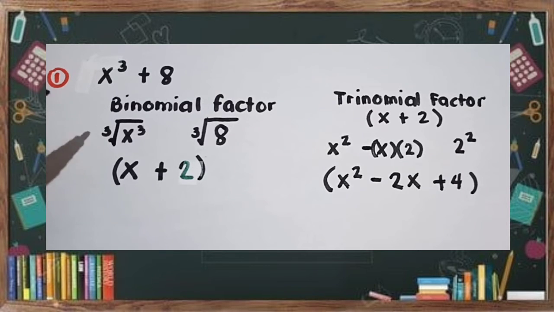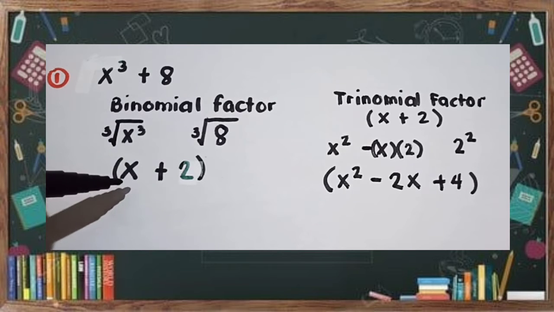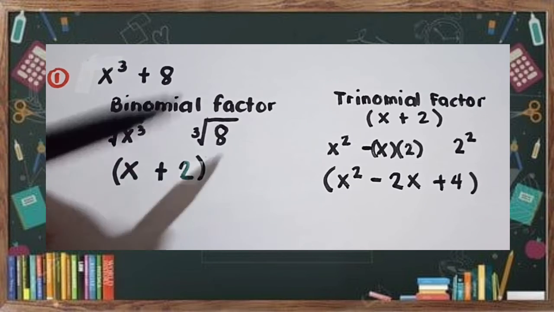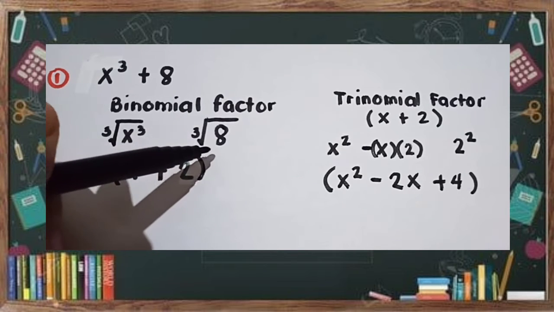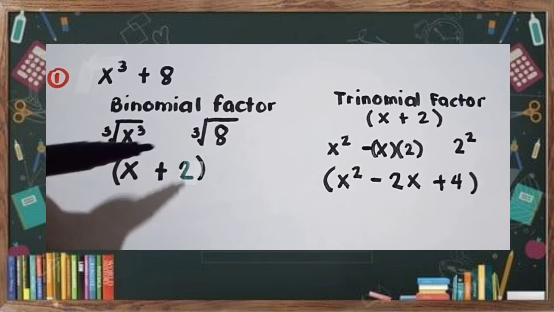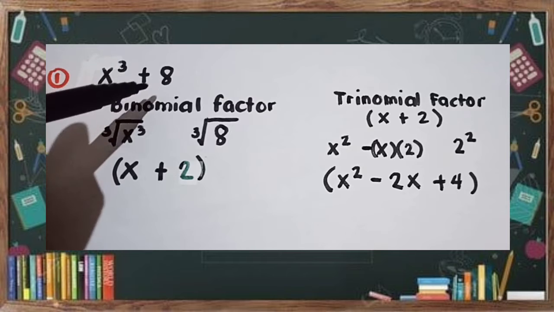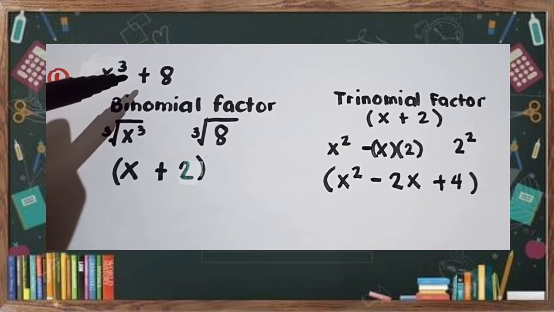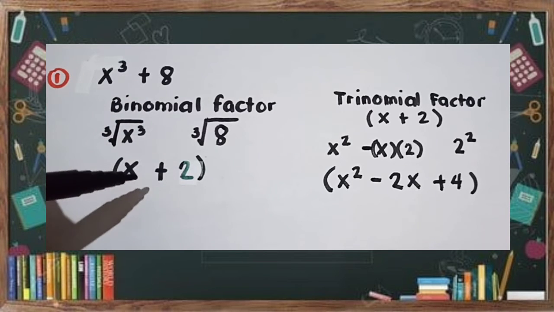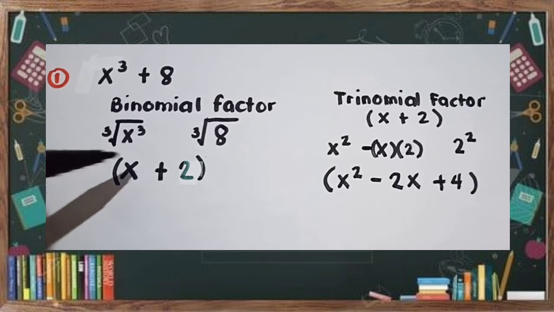Okay, so first, we need to get the cube root of the first term. So, the cube root of x cubed is equal to x. Then, we need also to get the cube root of 8. So, the cube root of 8 is equal to 2. So, since we have the plus sign here, ang sign ng magiging binomial factor natin ay plus din or positive.